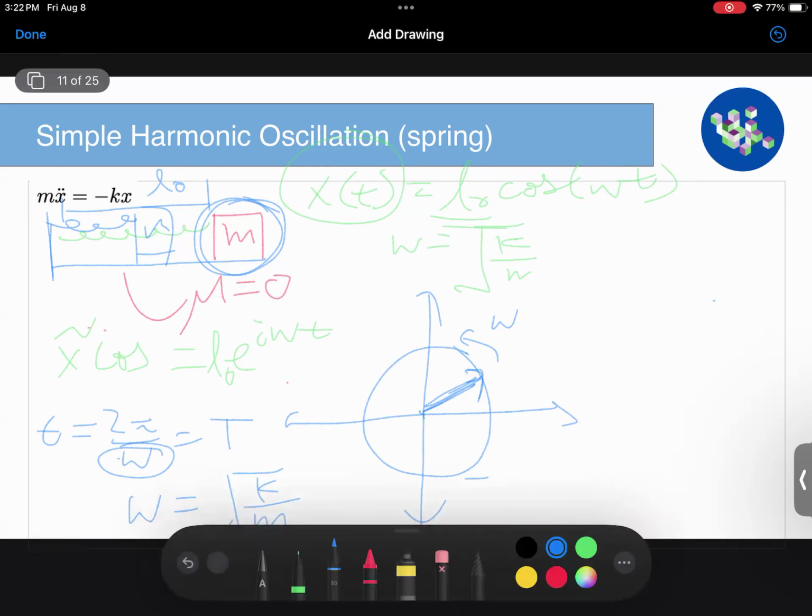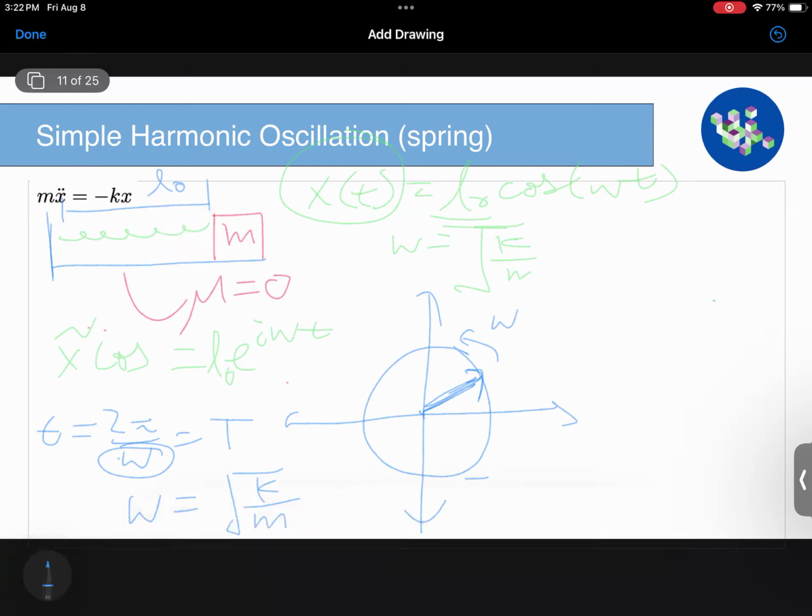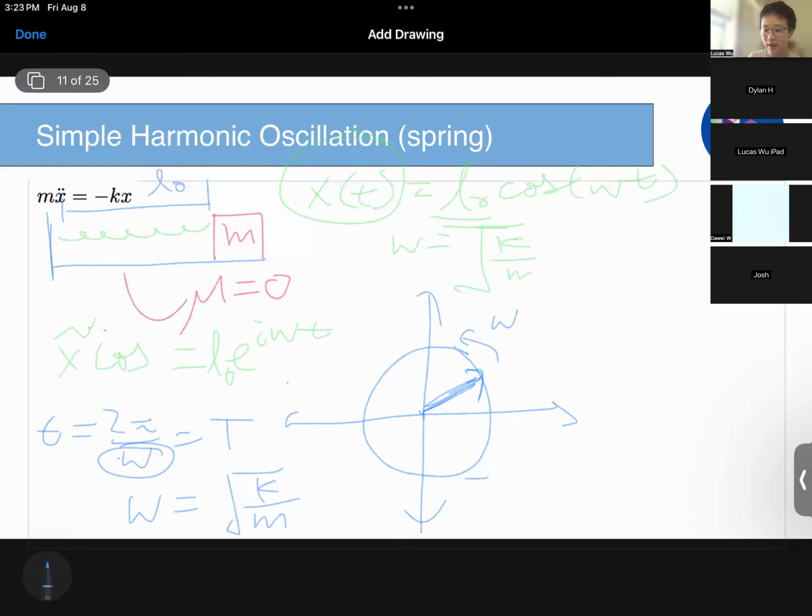So that's basically a nice way to visualize the solution to your simple harmonic oscillation equation. It's just to write it instead as a complex number and then visualize it on the complex plane. That's just an interesting fact. You guys don't have to use that when you're doing actual problem solving. It's just an interesting idea, I guess. Yeah, any questions about that?